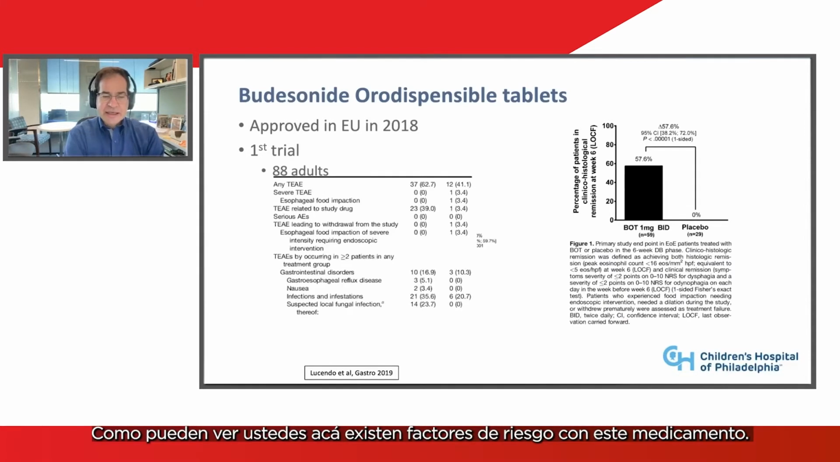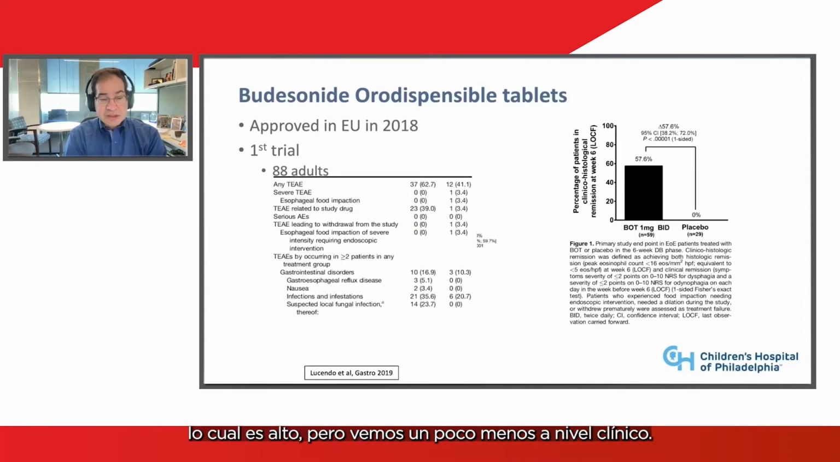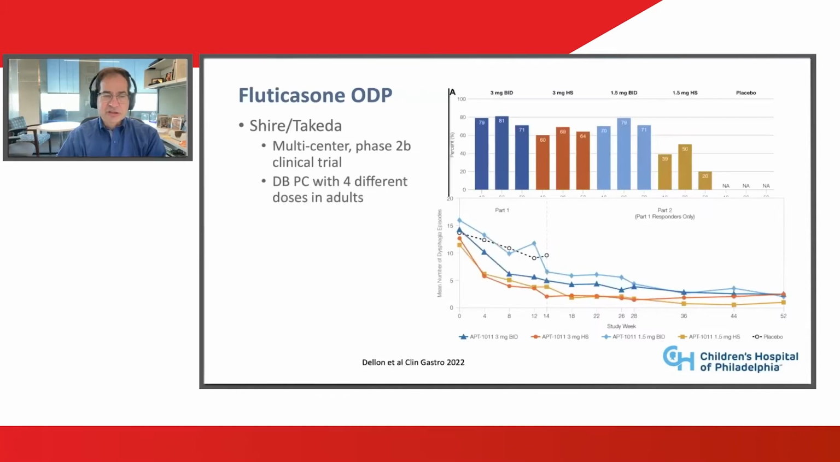As you look at anything, there are risk factors in the drug. As you can see, there was about a 20%, actually, sorry, a little bit higher, 23% of a local fungal infection, which is pretty high. We tend to see a little bit less clinically, but that's what they saw in the study. So that is a significant thing you need to look for. But otherwise, that's the main trick. And this was done on a very high dose in adults.